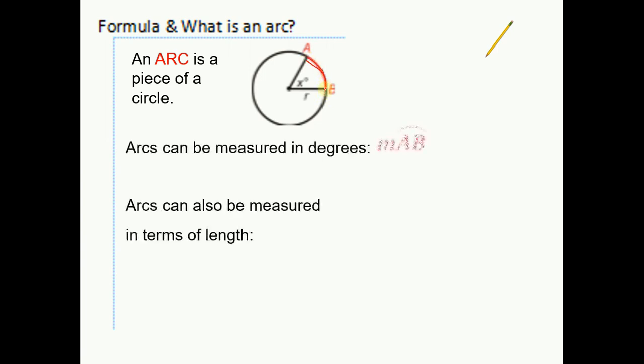Arcs can be measured in degrees. Normally you'll see that as the measure of AB with a little arc above it. And then arcs can also be measured in terms of length. That would be the arc length of AB. So depending on what they're asking and depending on what they're giving, normally you'll see it both ways. If it's measured in degrees, I would be talking about the x value or the degrees, this angle right here that made that arc. Or they'll be asking what's basically the distance from A to B.